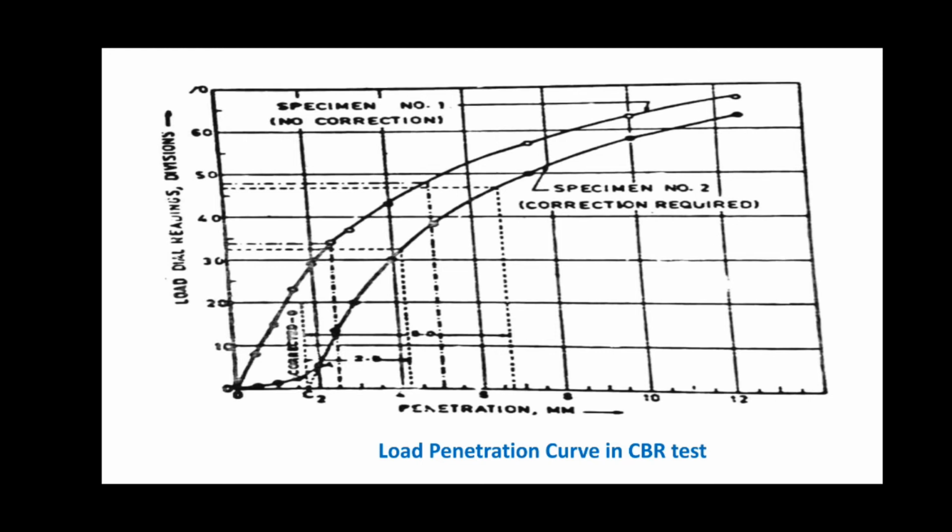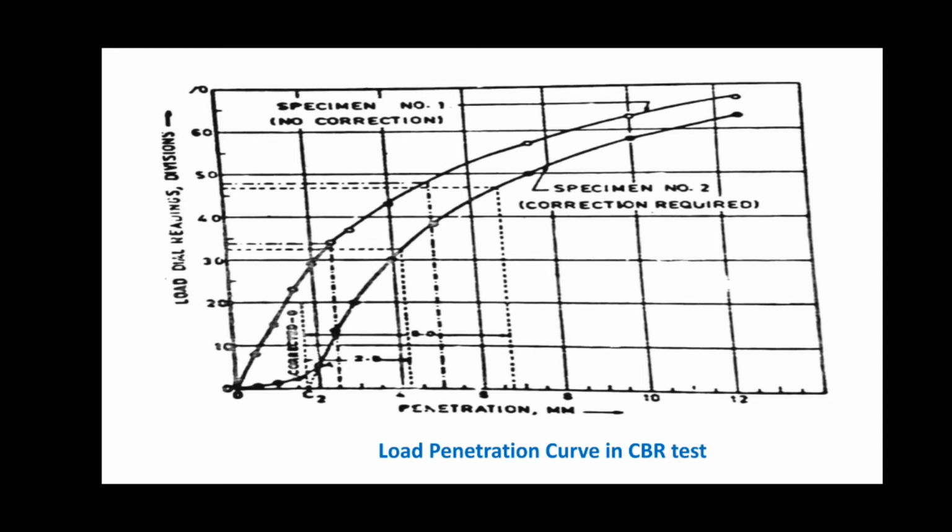The causes of the initial concavity of the load penetration curve, calling for the correction in the origin, are due to: first, the bottom surface of the plunger or the top surface of the soil specimen not being truly horizontal, with the result that the plunger surface is not in full contact with the top of the specimen initially, and second, the top layer of the specimen being too soft or irregular.